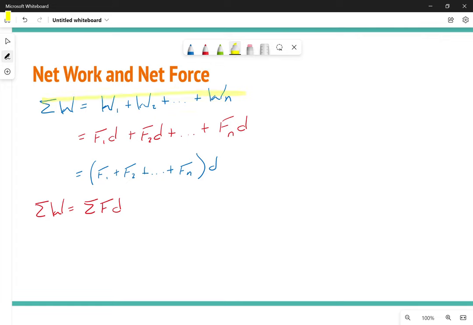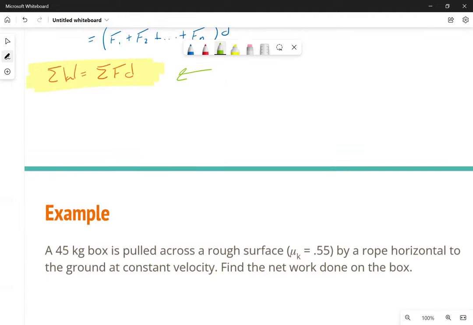The first one is kind of the classic by-the-definition way, and the other one is to think about finding the net force first and then multiplying that by d. And you can do that anytime. There are times when using this one will be convenient, and there are times when using that one will be convenient. It just depends on what you're doing. Let me show you an example of when using the net force version is convenient.